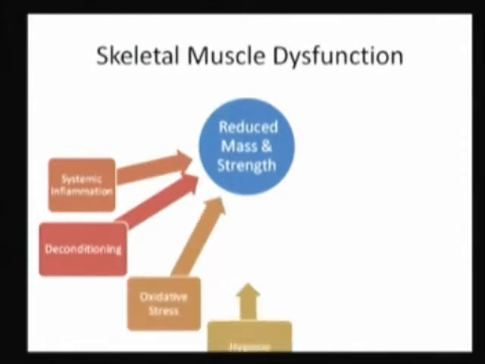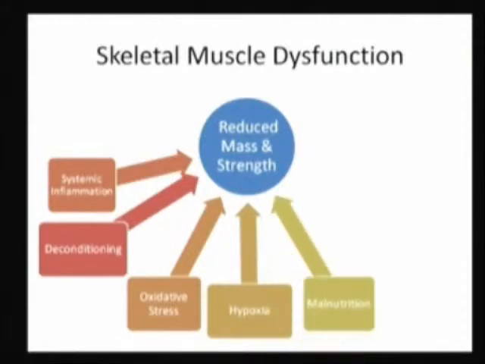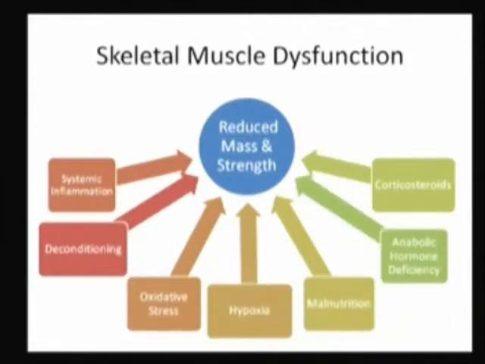Oxidative stress and hypoxia have a negative effect on muscle function and mass. Malnutrition, which may be prevalent in severe COPD. The use of corticosteroids, appropriately during exacerbation or inappropriately for maintenance, can also have a negative impact on skeletal muscle dysfunction. And a subset of patients, especially elderly, will have anabolic hormone deficiency.